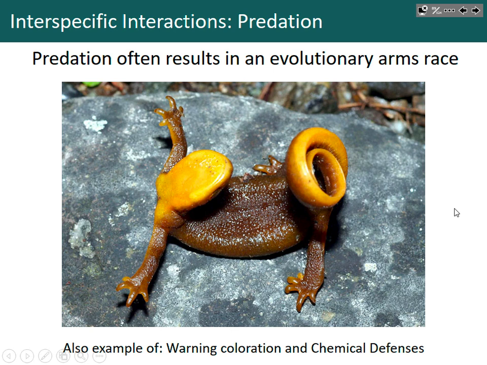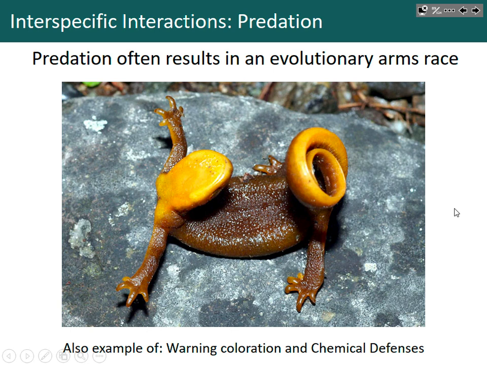And so this newt is a great example of this. This is the rough-skinned newt. You can see its textured surface, and it has a very bright yellow underbelly under its tail, under its arm, its whole ventral side is bright yellow. And so this newt has evolved the ability to produce enough toxin to kill a huge quantity of snakes. But the snakes have also evolved a resistance to the toxin.